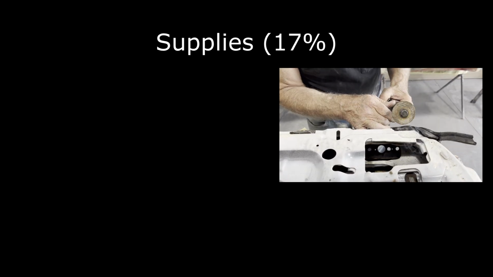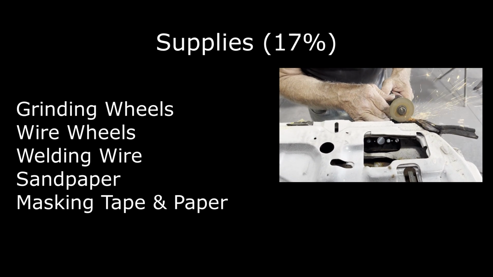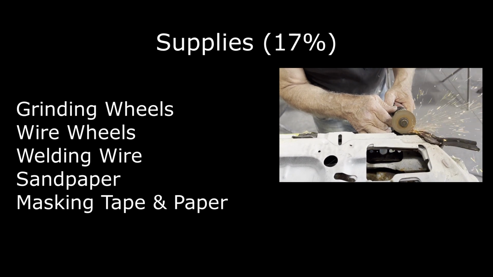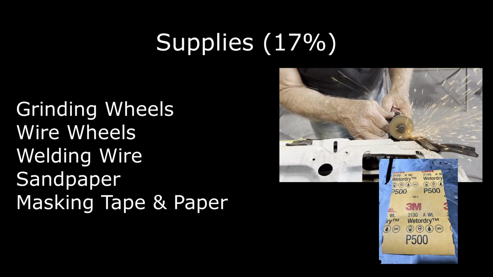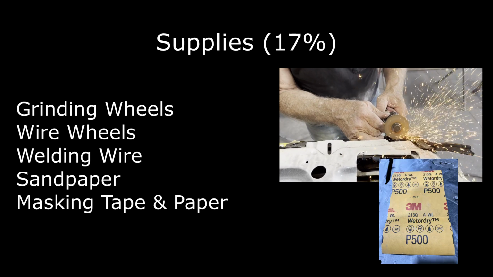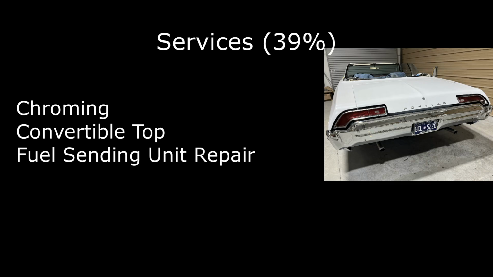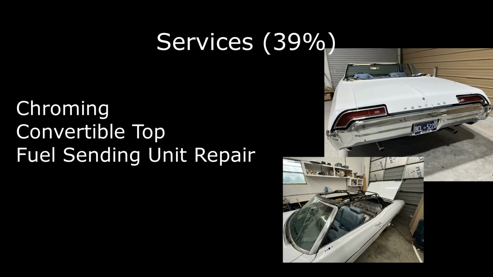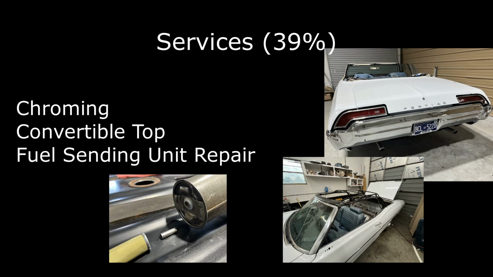Supplies include expendable parts that are primarily used with tools. These include grinding wheels, wire wheels, welding wire, sandpaper, masking tape and paper, and so on. Services include work performed by another shop. Refinishing services like chroming, replacing a convertible top, and any special repair are included here. Being able to complete most of the work yourself is a key characteristic in project selection.